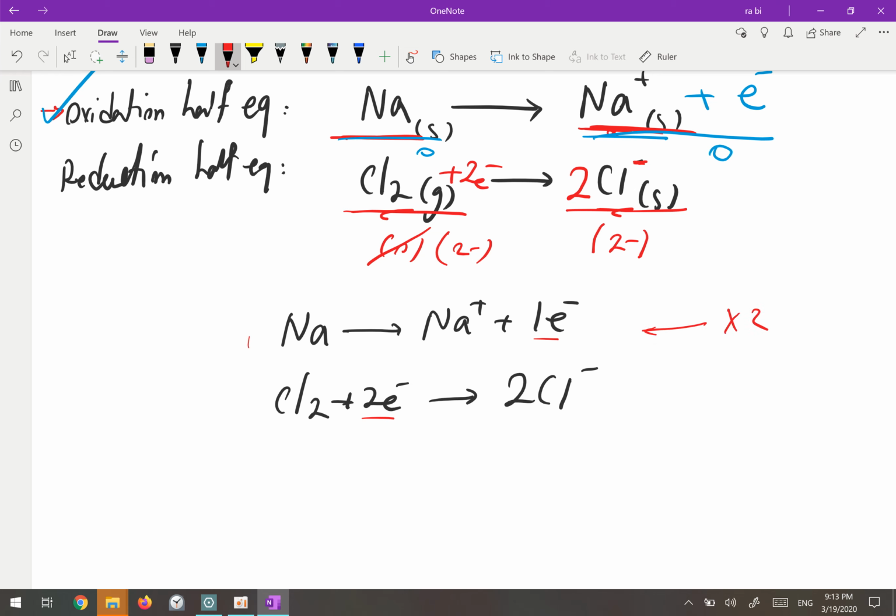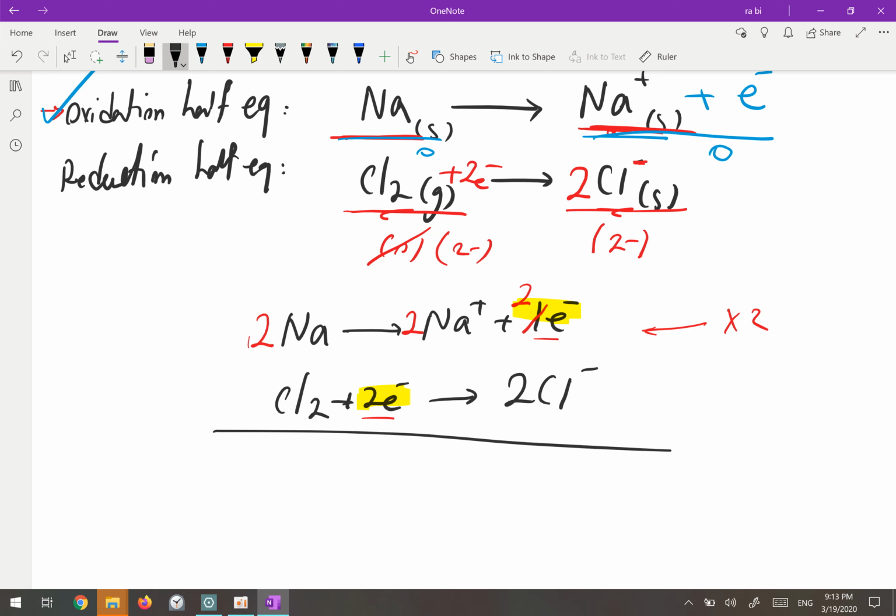So if you multiply all of them by 2, you have 2 sodium. It becomes 2 Na plus, and instead of 1, it becomes 2 electrons. Now you can see that the number of electrons here is 2, and for the reduction is 2. So now you can add them.